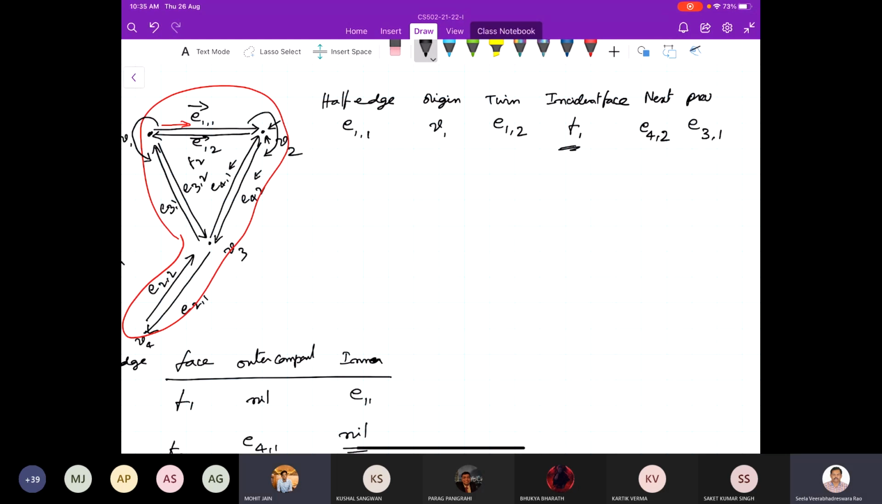So what if there are multiple faces on the left side? It's not possible, no? How is it possible to have multiple faces? Only one face will be there. If you draw any edge in a plane, there's one face on one side, another face on the other side. Only two are there. Is it clear?